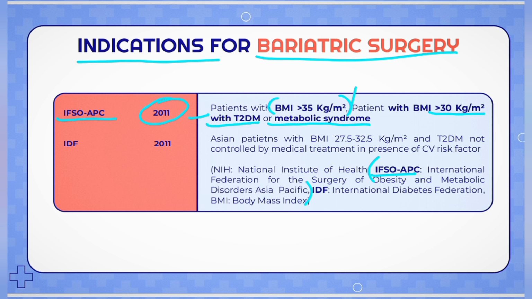However, as per the IDF, the International Diabetes Federation recommendation, which was given in the year 2011, bariatric surgery is indicated for Asian patients who are having BMI between 27.5 to 32.5 kg per meter square, and also they are having type 2 diabetes mellitus which is not controlled by the medical treatment, and those have presence of cardiovascular risk factor.